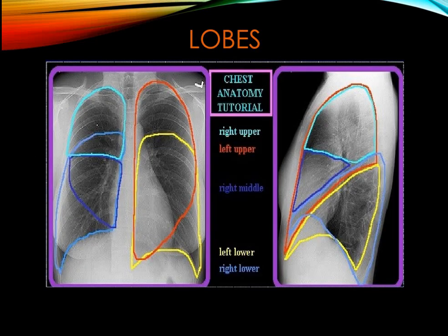Regarding the lobes of the lungs, we should always remember that the right lung is composed of 3 lobes, separated by 2 fissures, the major fissure and the horizontal fissure, represented by the green and violet lines. The left lung is composed of 2 lobes, separated by the major fissure only. We have no horizontal fissure on the left, so we have only 2 lobes.